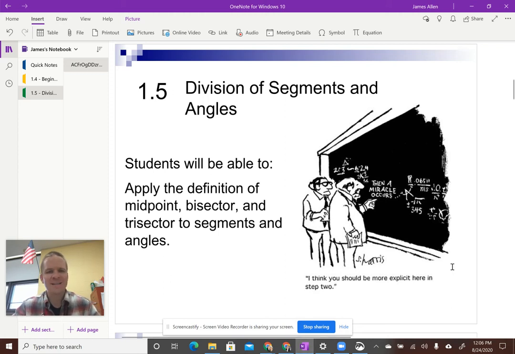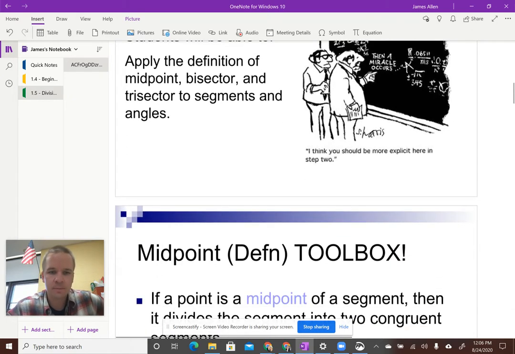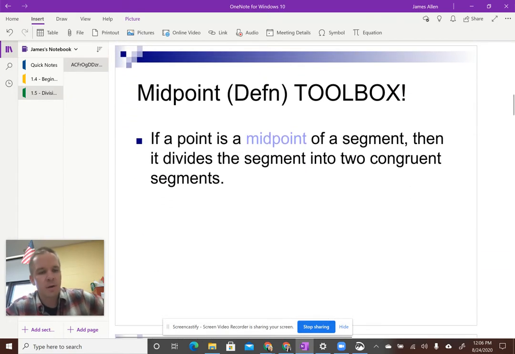All right, it's time for some division of segments and angles here in section 1.5 of the great honors geometry. Let's hop to it, shall we? First one, we got midpoint. Just like it sounds, a midpoint is going to be smack dab in the middle of that segment, okay? So if a point is a midpoint, then it divides the segment into two congruent segments. It's smack dab in the middle, two congruent segments.